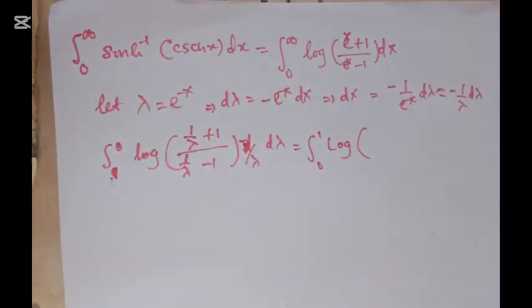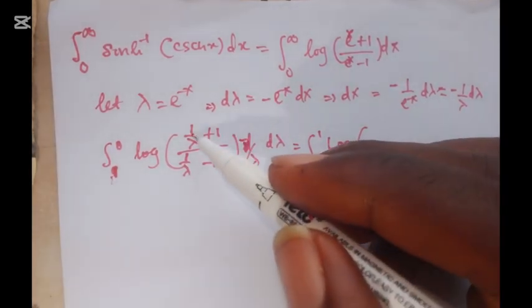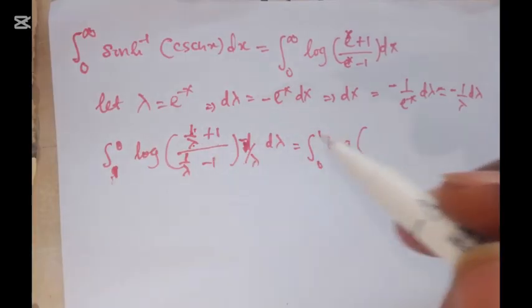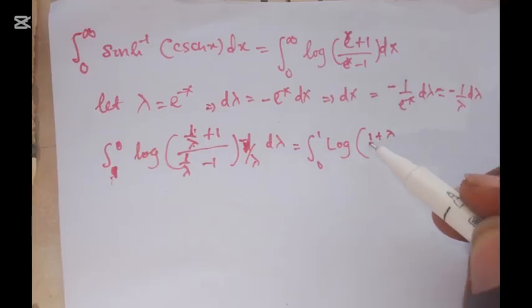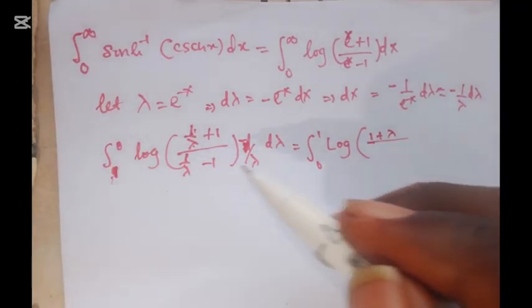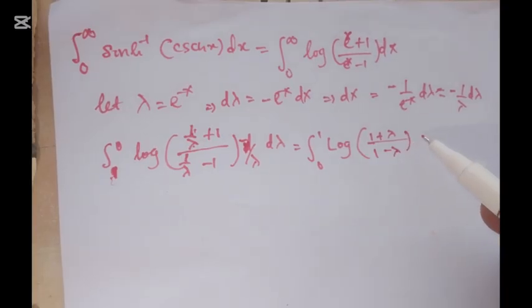If you do what I asked you to do, that is, multiplying both the numerator and denominator by lambda, lambda multiplied by 1 over lambda gives us 1, plus lambda multiplied by 1 is lambda. Then over, lambda multiplied by 1 over lambda here is 1, and lambda multiplied by negative 1 gives us negative lambda. All right, so we have multiplied by 1 over lambda, d lambda. Yeah, this is very cool and beautiful.